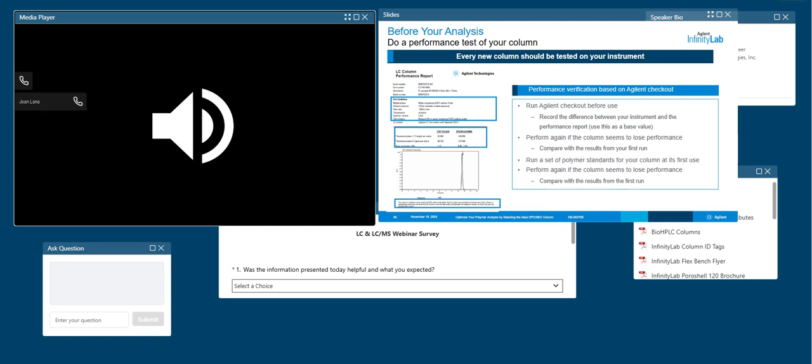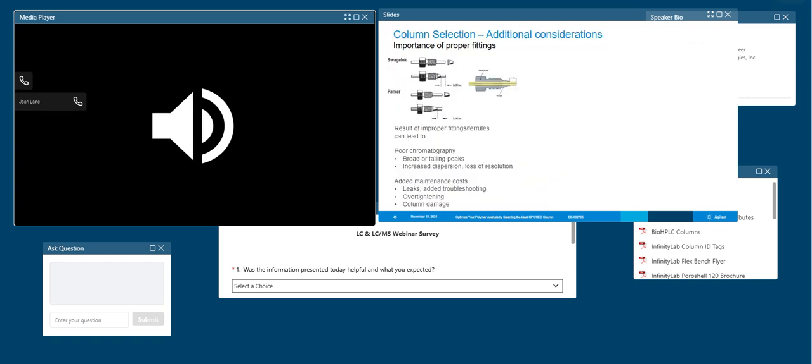In addition, it's recommended that you run a set of polymer standards for your column. It might be one or two standards, or it could be the set you want to use for calibrating your column. But again, this is to set a starting point with a known for your column at its first use. And if you start to suspect that the column is losing performance, run this again and compare.